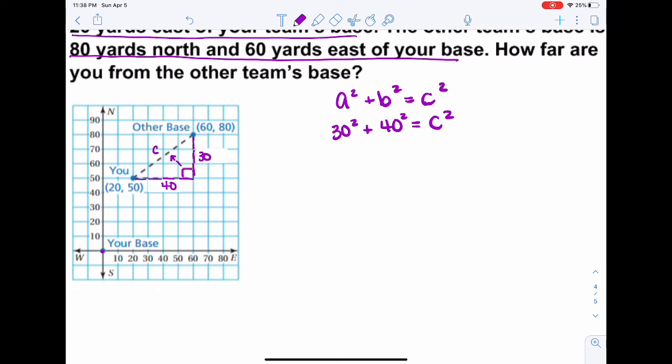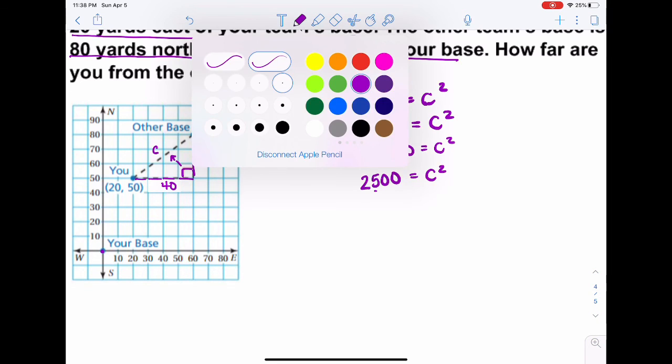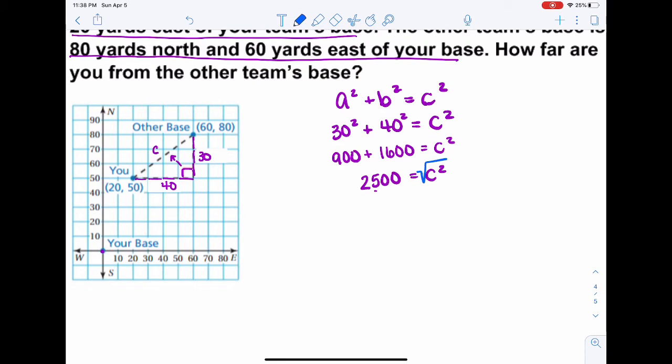Alright, so taking a look at this, 30 por 30, 900. 40 por 40, 1,600. Now we're going to add them, and we get 2,500. Now, usted ya debería de ver esto y saber que esto va a ser un cuadro perfecto, ¿ok? Porque ese 25 yo sé que es perfecto. So now all I have to do is take the square root.